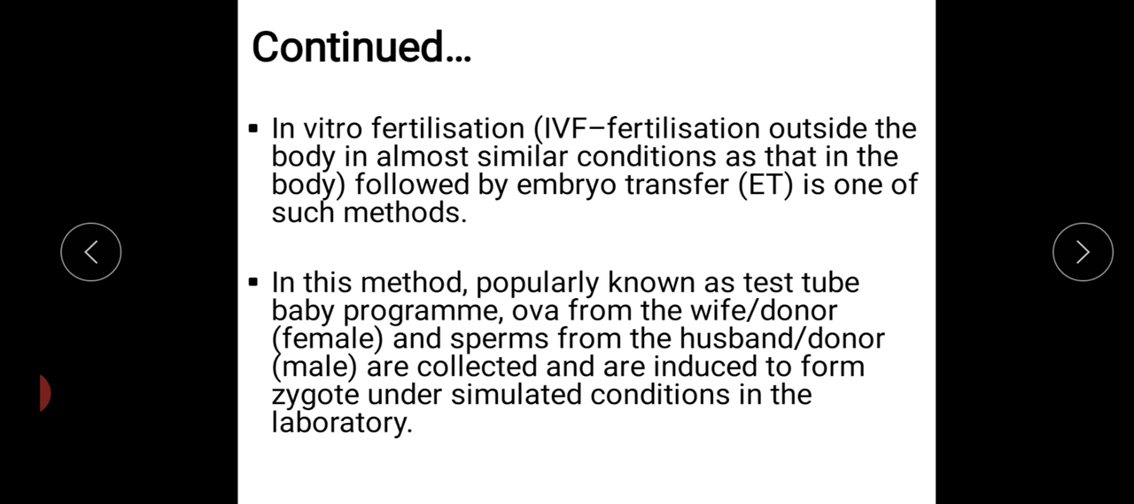And in the case of sperm also, sometimes the problem lies with the husband, or he is not able to produce sperm. In these cases, another male is asked to give the sperm. So in these conditions, sperm and ova are collected, and they are induced to form a zygote under simulated conditions in the laboratory.